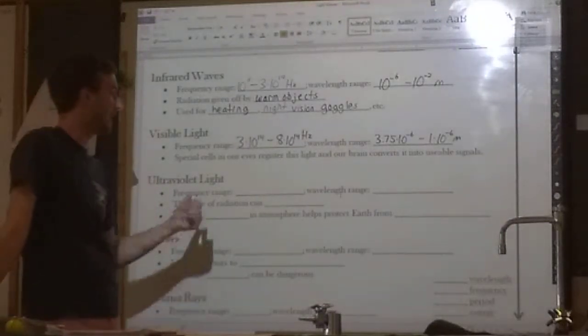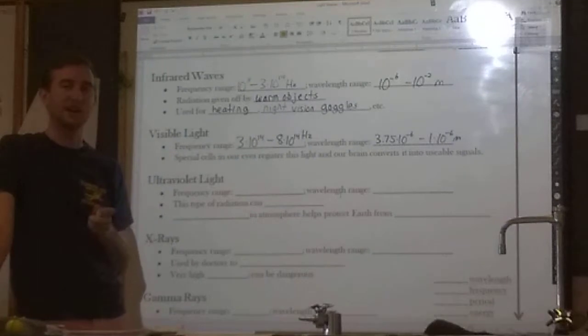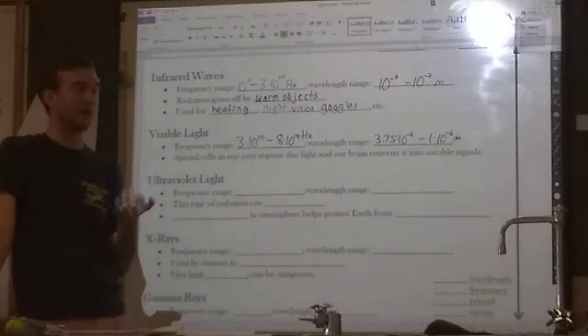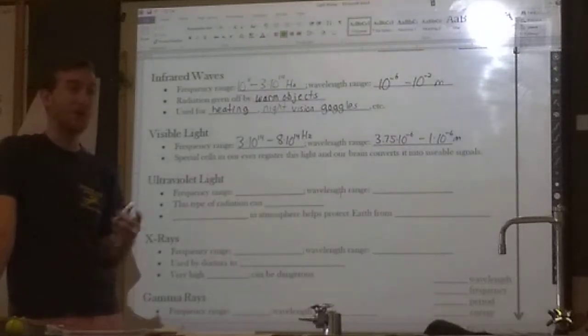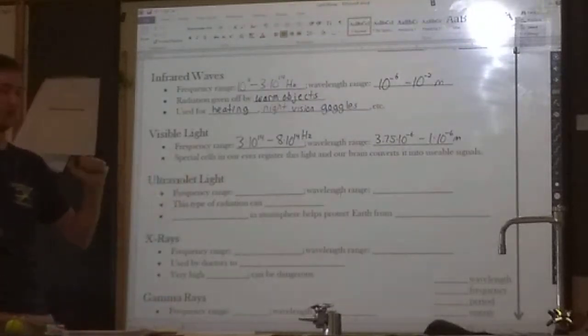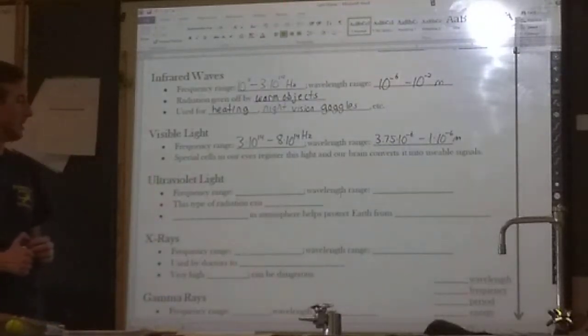It interacts with it, and those signals go to our brain and convert it into something that we can interpret as what we are seeing. Okay, I'm not going to talk any more about visible light really right now. That's essentially what's happening: special cells, rods and cones, in your eyes.